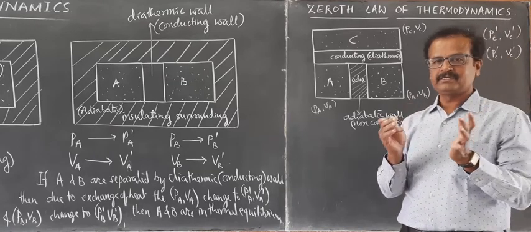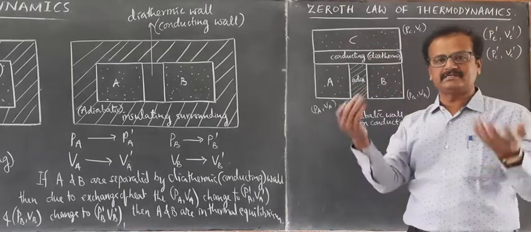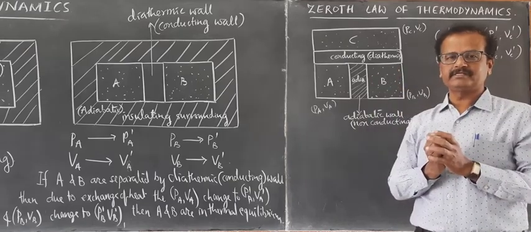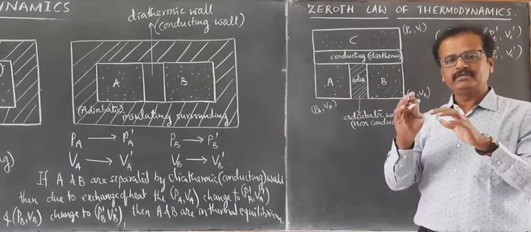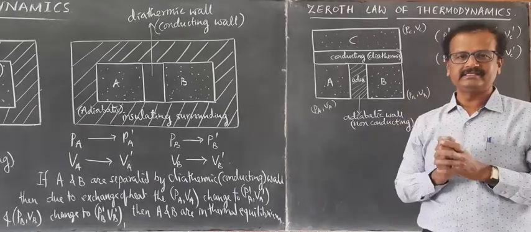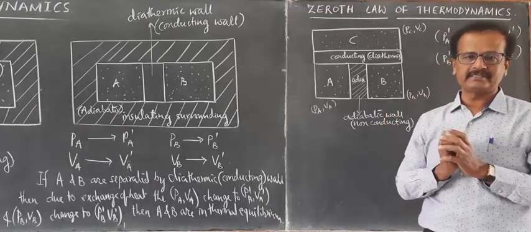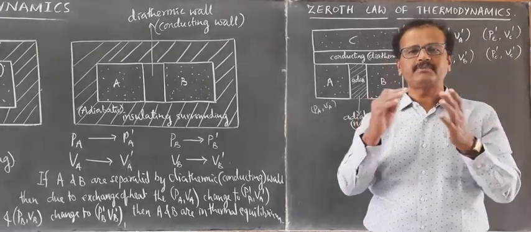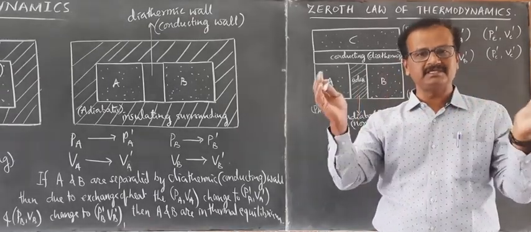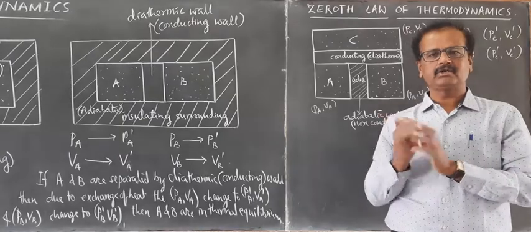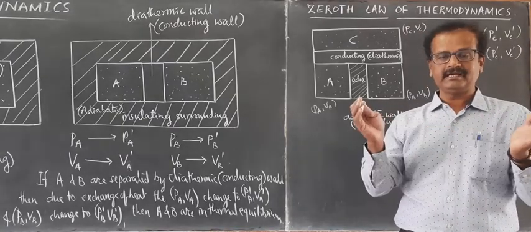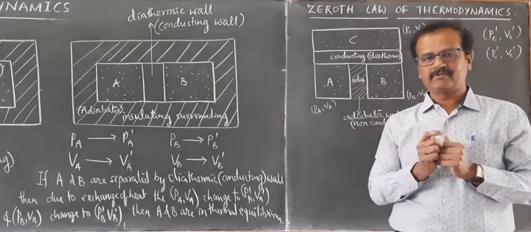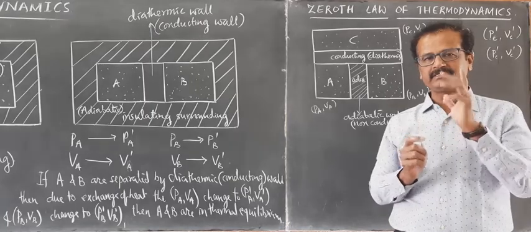If two systems are in thermal equilibrium with a third system, then those two systems are also in thermal equilibrium with each other. This is called the Zeroth Law of Thermodynamics. Then when the pressure and volume values are changed from PA to PA dash, PB to PB dash, PC to PC dash, once they attain constant values, although we say that they are in thermal equilibrium with each other, what is common? The common thing is the temperature.